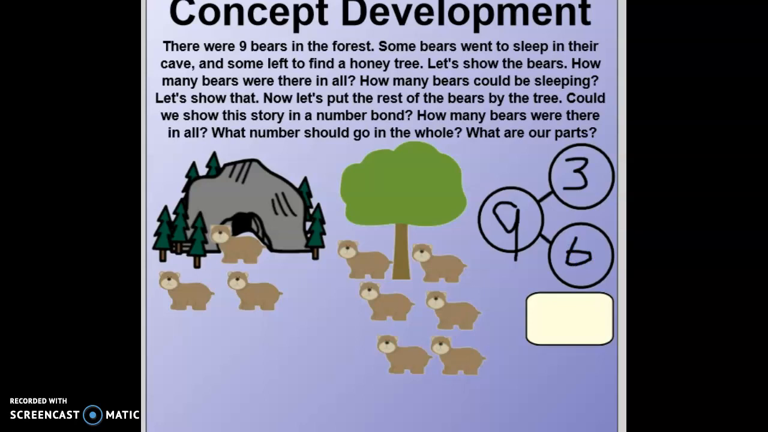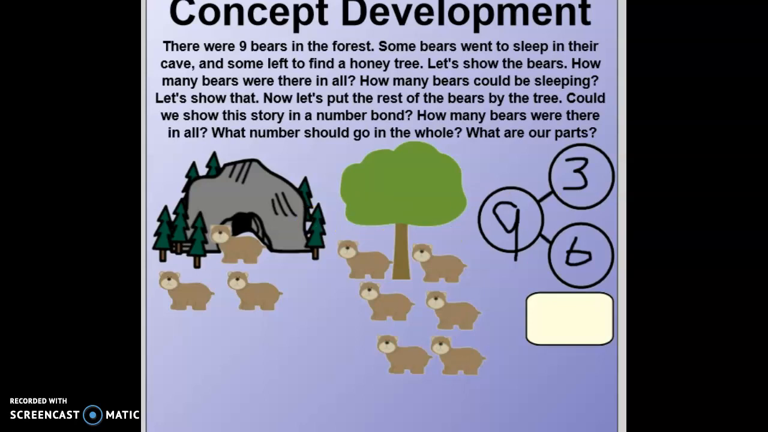Could we have done it a different way? Yeah, we sure could. They didn't tell us how many bears went to each spot. We could have split the bears in any way we wanted. So today we're going to figure out the different ways to decompose the number 9.